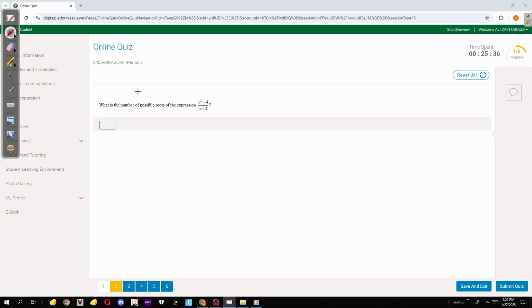In case it asks for what the root is, like I said in the last question, x plus 2, so it's negative 2. So here the answer is there is one possible root.